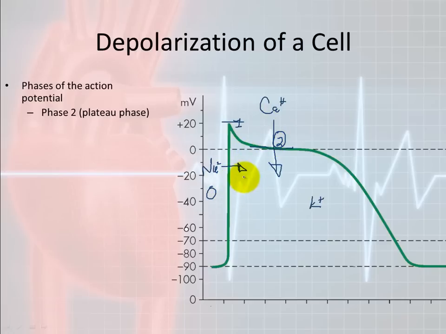So the sodium rushes in and depolarizes the cell. In phase 1, it stops, the gates close, and it plateaus. Calcium allows for the prolongation, the plateau phase here. So in phase 2, the plateau phase, calcium slowly enters the cell, which causes the repolarization to plateau.